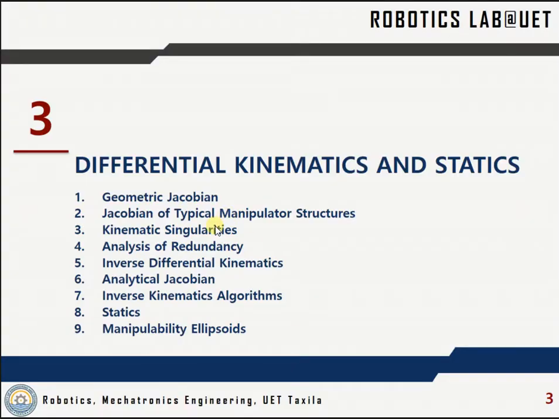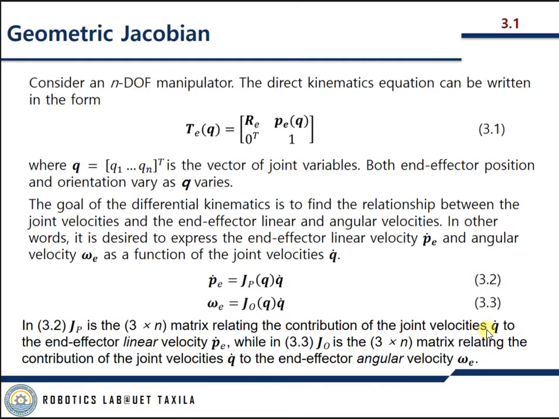So basically, this is chapter number 3 of the book written by Professor Siciliano. Today I'm going to cover the geometric Jacobian and kinematic singularities. I will leave the Jacobian of typical manipulator structures to the students. I believe that after going through my lecture, they can possibly solve the problems. If there is any problem, please comment below. So let's begin.